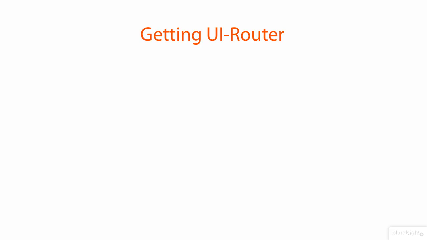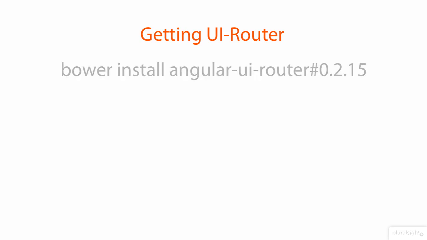Before you can get started with UI Router, you'll have to download it and add it to your project. It's a very popular package and consequently can be retrieved from a number of sources. You can install it with the Bower Package Manager using the command bower install angular-ui-router. You can optionally install a specific version by adding the hash sign followed by the version number you want.